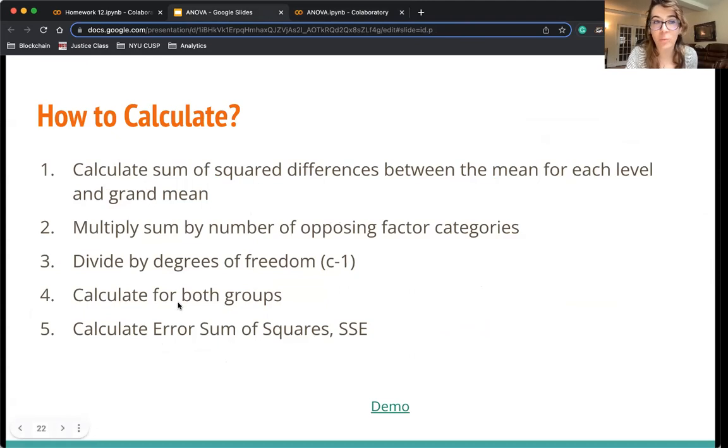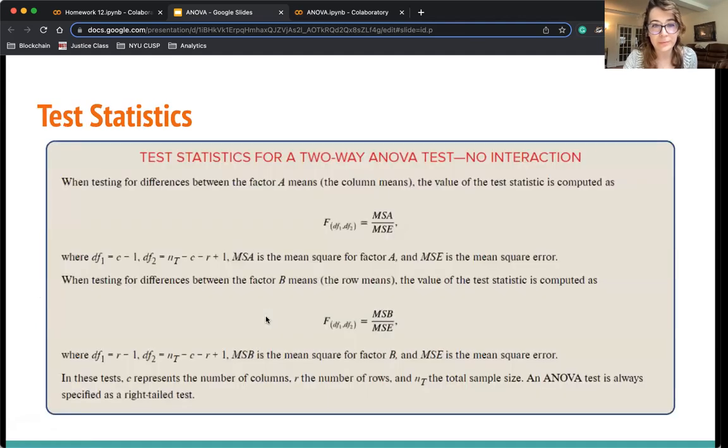So I would say for the homework, walk through these different steps. And it's all pretty similar between the one-way and the two-way of what steps we're really taking here. And we're essentially doing a very similar thing. We're just now comparing it between groups. And we have the same type of test statistic.